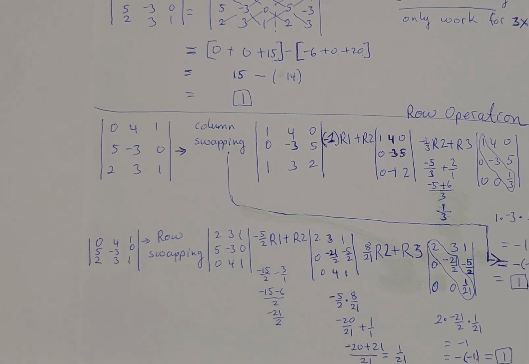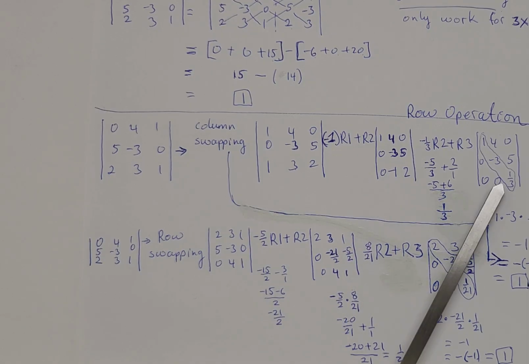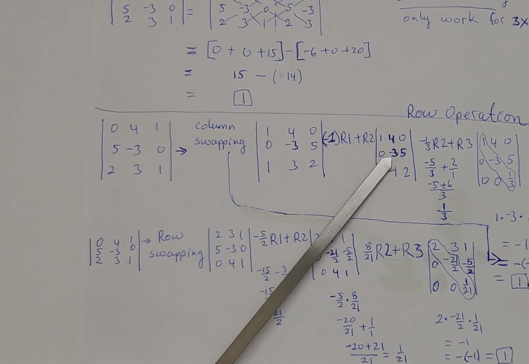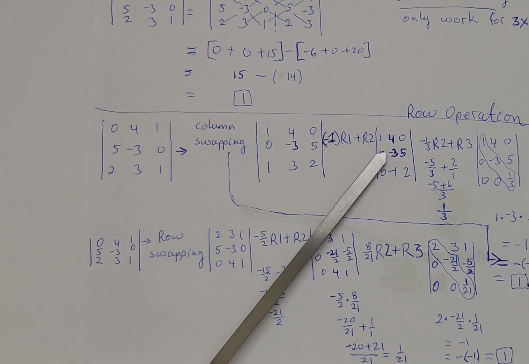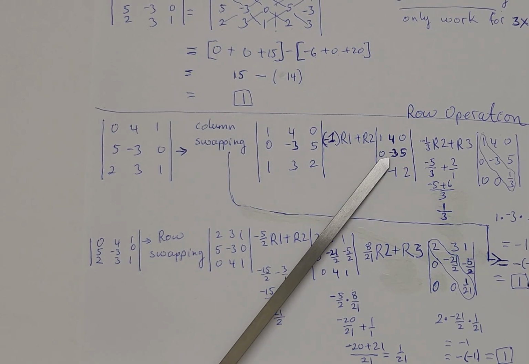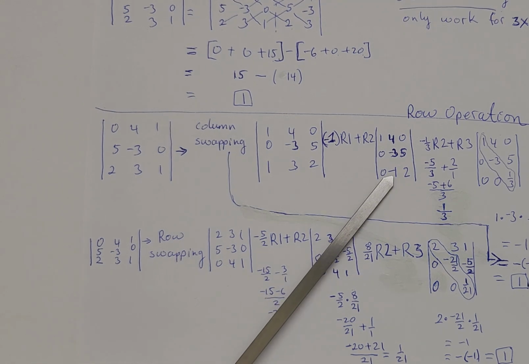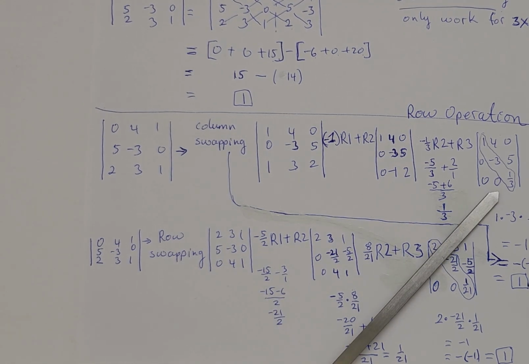Okay? Next, I want this negative 1 right here to be a 0. So I'm going to multiply this negative 3 by its reciprocal, which is 1/3. And since there's a negative, I need to put another negative, so it becomes positive. After that, when I subtract negative 1, I get this 0.